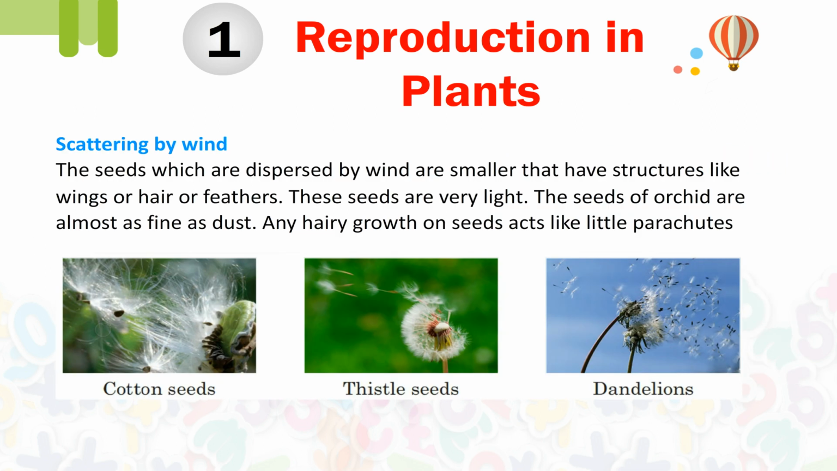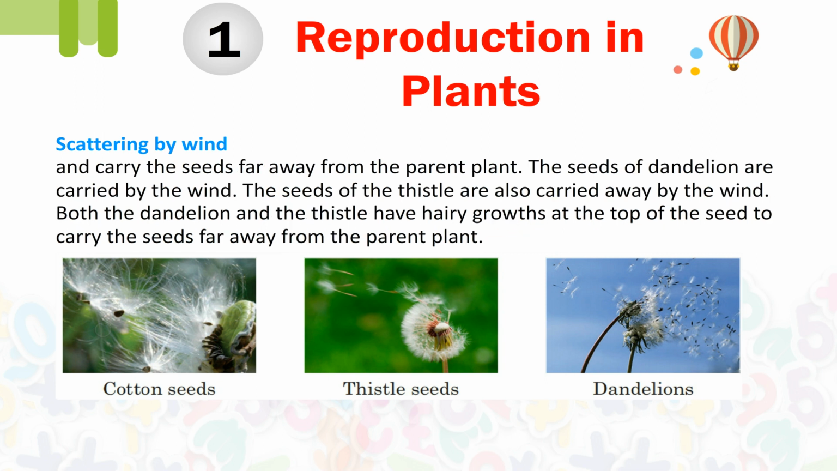Scattering by wind. The seeds which are dispersed by wind are smaller, that have structures like wings or hair or feathers. These seeds are very light. The seeds of orchid are almost as fine as dust. Any hairy growth on seeds acts like little parachutes and carry the seeds far away from the parent plant. The seeds of dandelion are carried by the wind. The seeds of the thistle are also carried by the wind. Both the dandelion and the thistle have hairy growths at the top of the seed to carry the seeds far away from the parent plant.